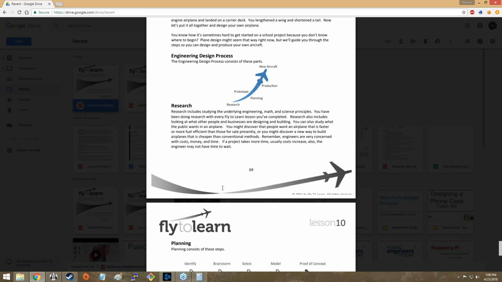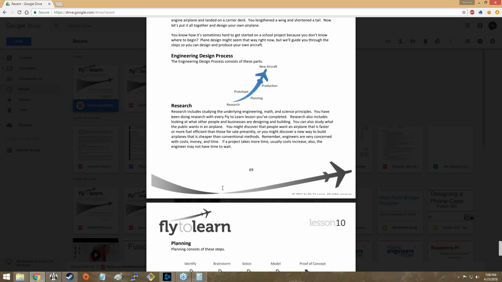Research has also included looking at what other people in businesses are designing and building so that you can understand how things might be affected. Research might also study what the public wants in an airplane. So you might discover that people want an airplane that's faster and more fuel efficient than is for sale, or that you might discover a new way to build airplanes that is cheaper than conventional methods. So these are all things that you want to take into account as an engineer.